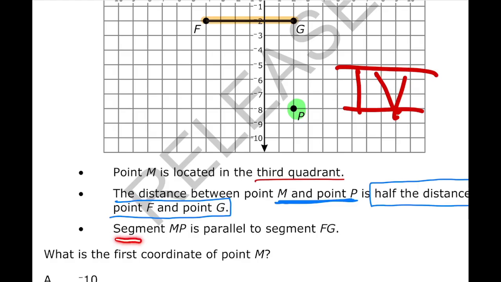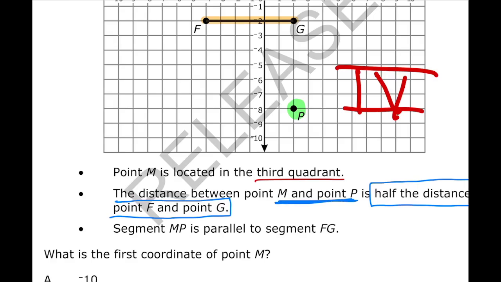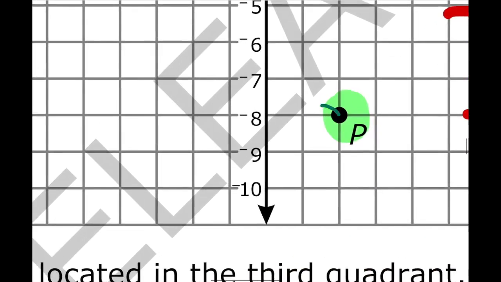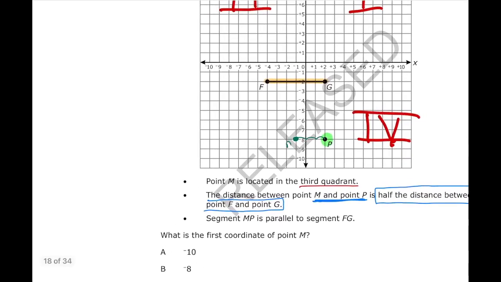And it then says segment MP is parallel to segment FG. So FG, if it's running like this, a parallel line needs to go straight across like this. So that just further confirms what we just said about going to the left. All right, so from point P, let's go over 3 units. 1, 2, 3. And this is going to be the ordered pair for the point M.